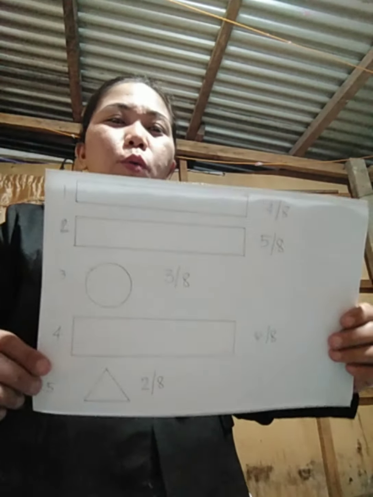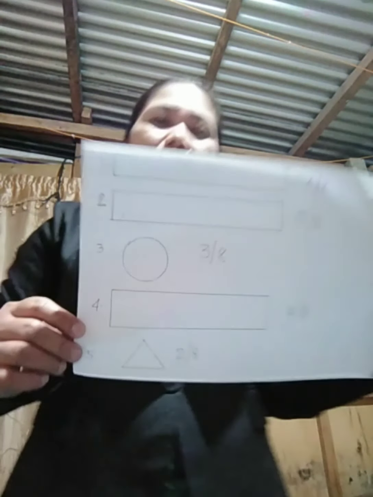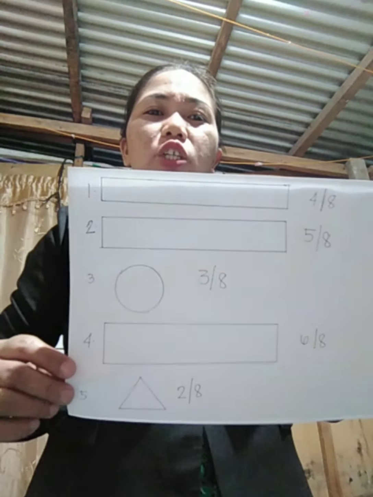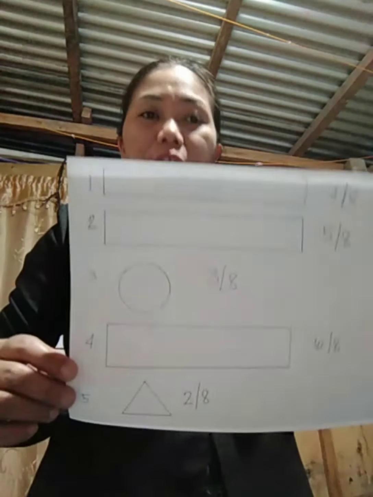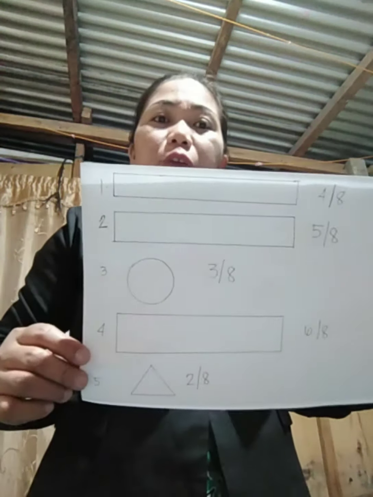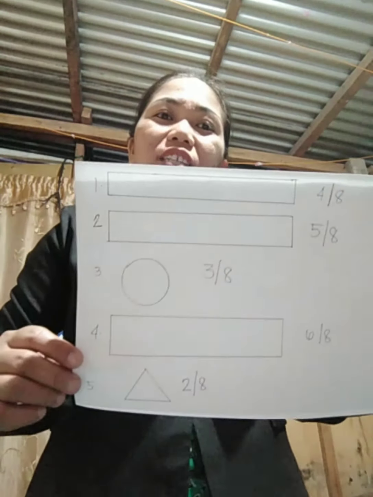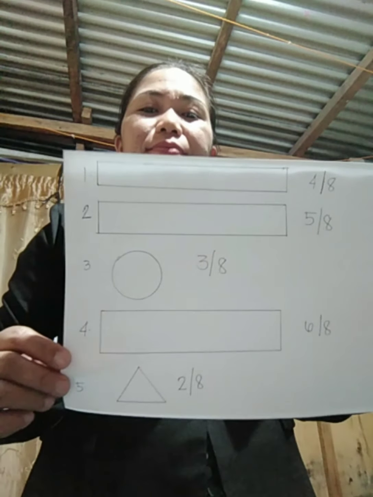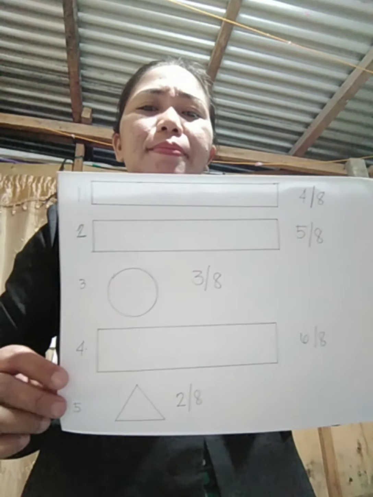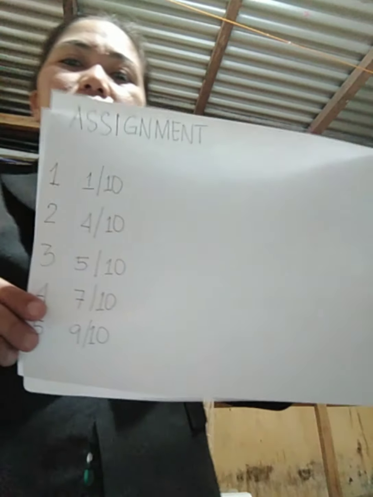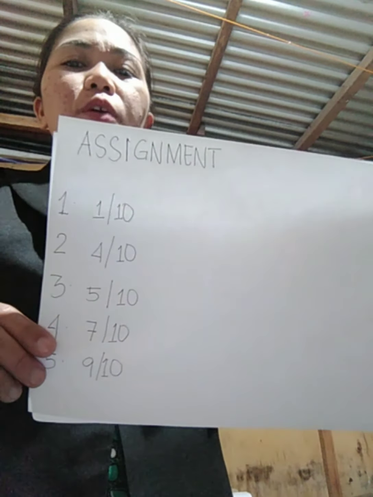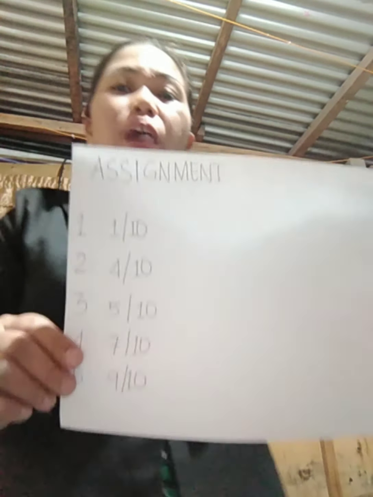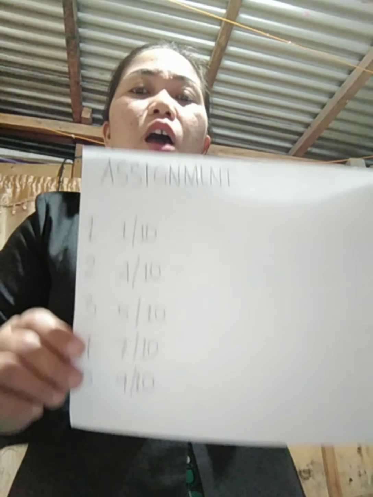Now I am giving you an evaluation. The direction is to divide the following shapes into equal parts for every fraction below and draw a number line to show the fraction. And for your assignment, the direction is to draw a group of objects and draw a number line for every fraction below.